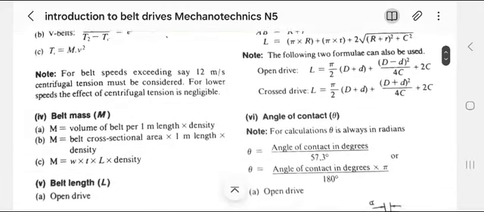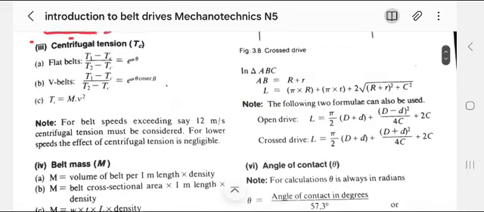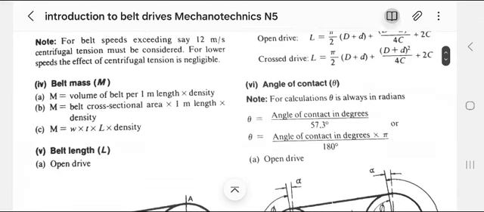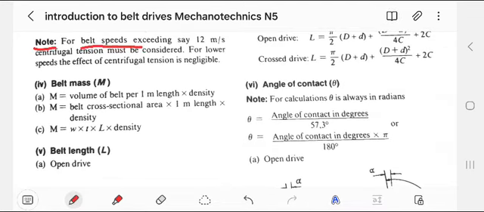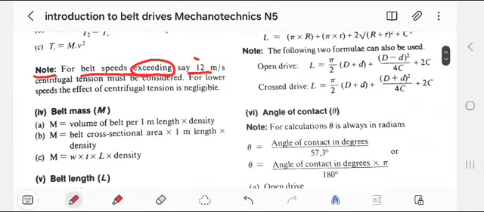However, Tc by itself is calculated as mass times V squared, where V is simply the velocity of the belt. Note, this is important: for belt speeds exceeding 10 meters per second, you will start considering the centrifugal tension from 10.